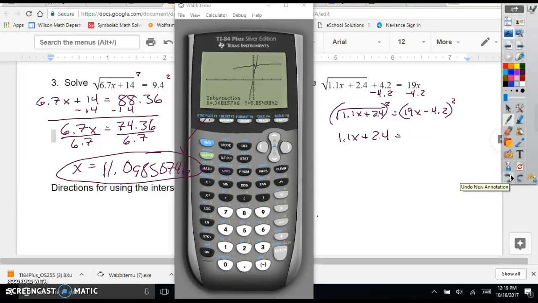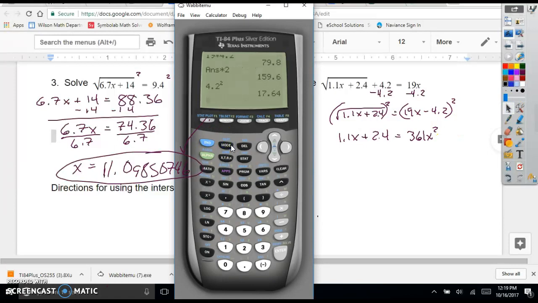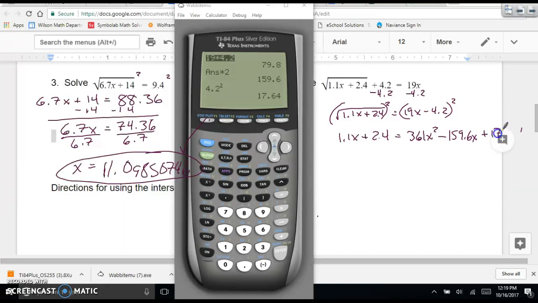19 squared is 361x squared. We got 19 times 4.2. So 19 times 4.2 is 79.8. Multiply that by 2 because I will have 2 of them. It'll be minus 159.6x plus 17.64.